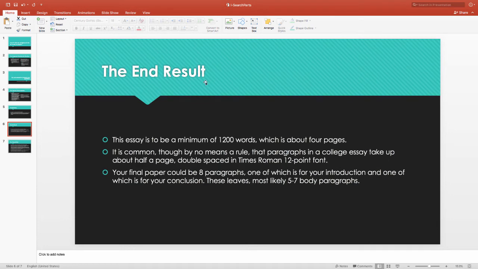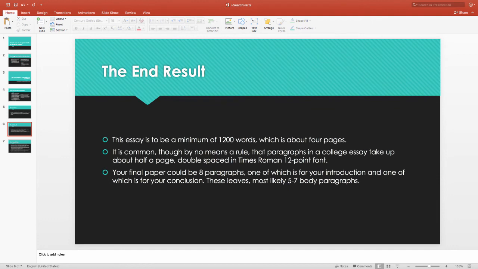Okay, and the end result, just for your thinking ahead: this essay is to be a minimum of 1,200 words. That's about 4 pages. It's actually a little bit less. It is common, though by no means a rule, that paragraphs in a college essay take up about half a page. They can certainly be a bit shorter or a bit longer, but that's a pretty common size, about how much space it takes to explain an idea in a paragraph.